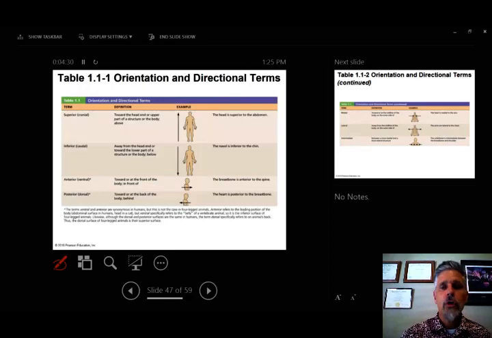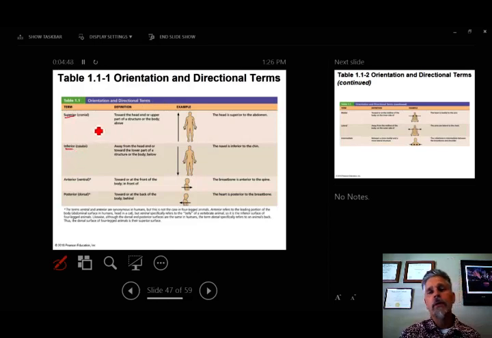Okay, so here are some of the directional terms that you need to learn. And luckily, a lot of them are paired. And so, like up, down, and left, right, and things like that, front and back, we're going to find that these are often paired. So for instance, one of the first ones we have is superior and inferior.